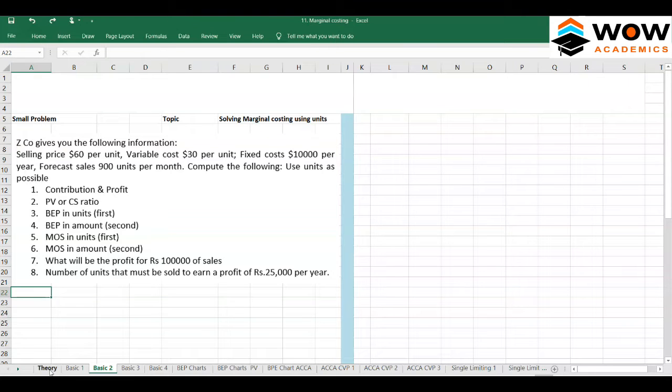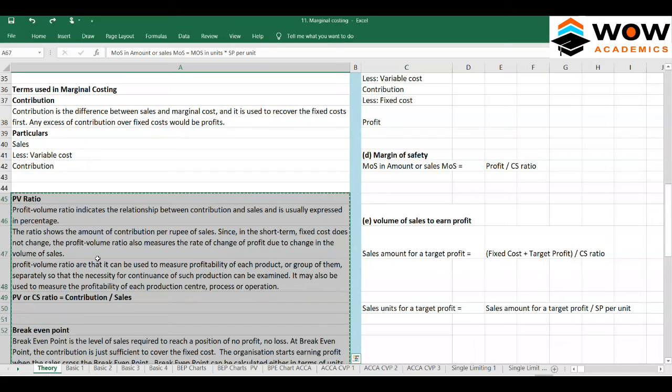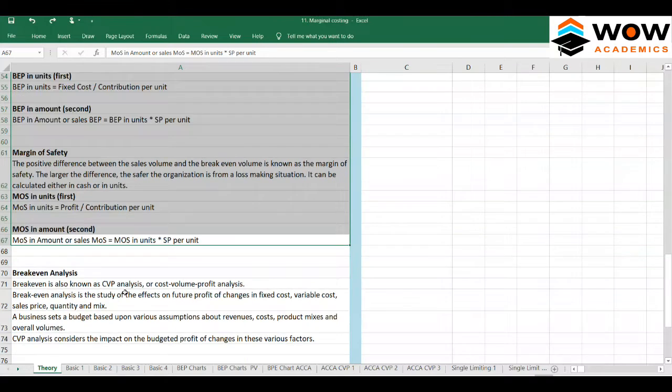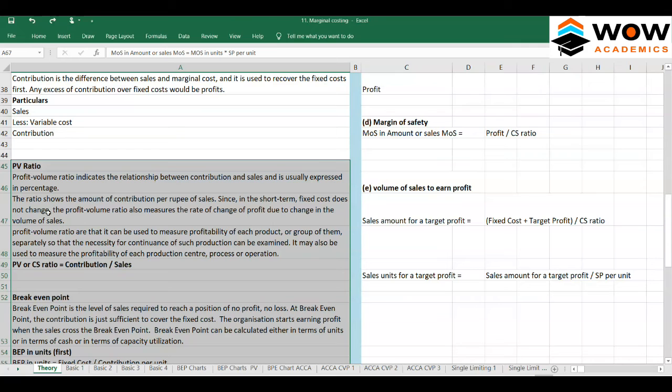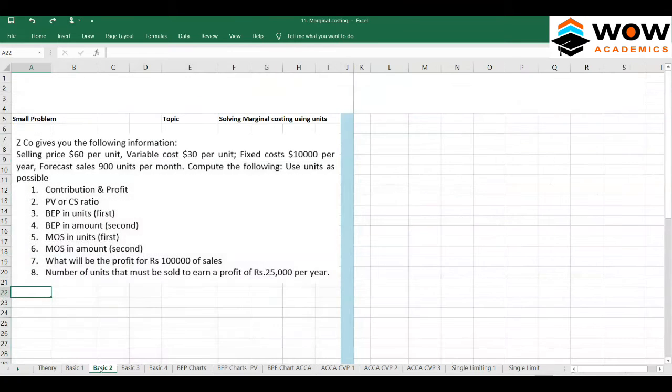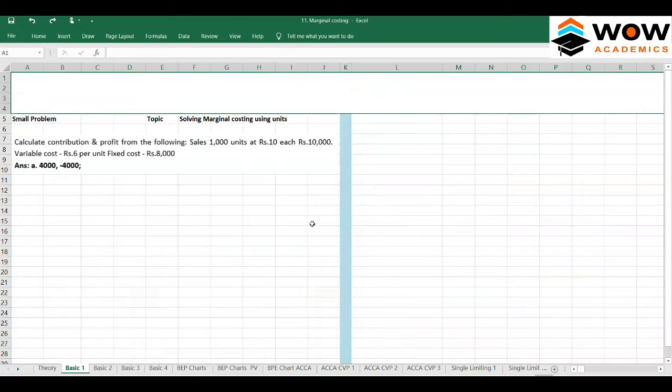Once we do that, I think we can't copy it. So once we are going to do that problem, we'll revisit this page and then we'll work it out. So we'll start from problem number 1.